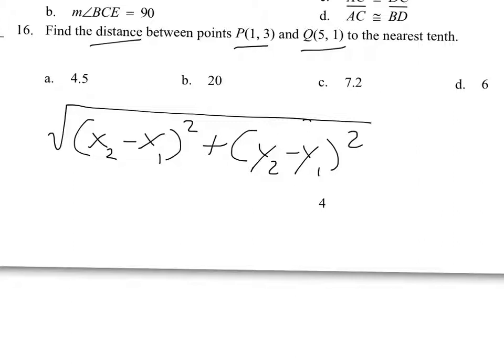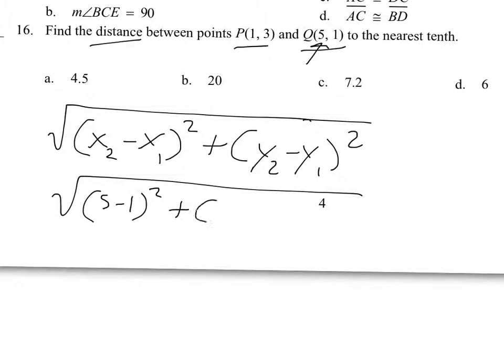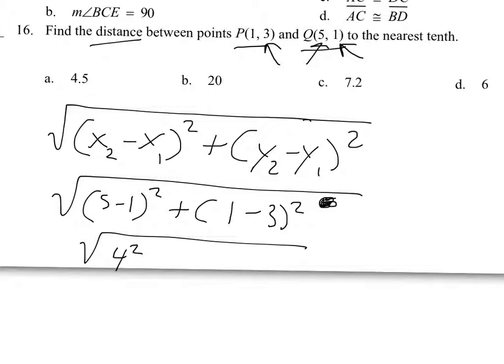So we have to figure out which one. I'm going to go ahead and use 5 as my x2. So we're going to say 5 minus 1 squared plus, and 1 here is going to be my y2, 1 minus my other y coordinate, which is 3 squared. Ignore that 4. So 5 minus 1 is 4 squared, plus 1 minus 3 is negative 2 squared.